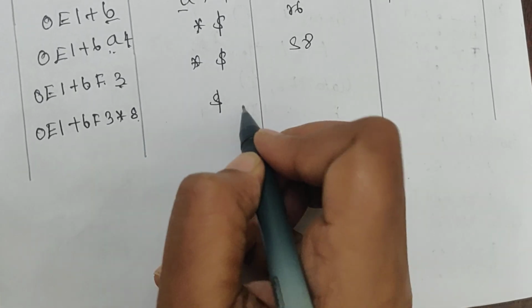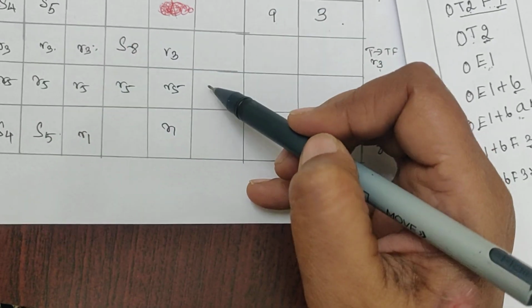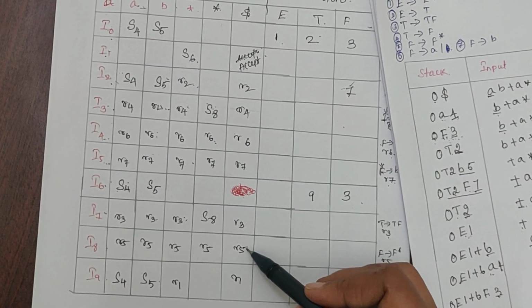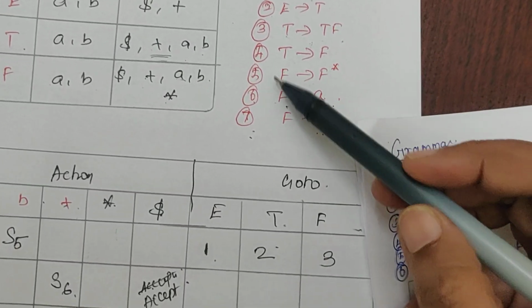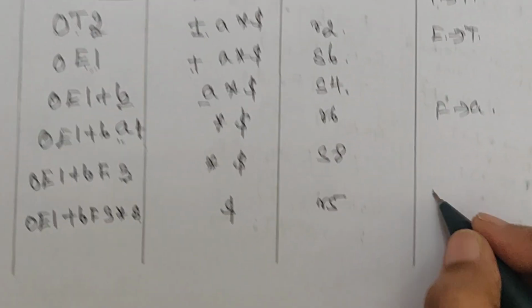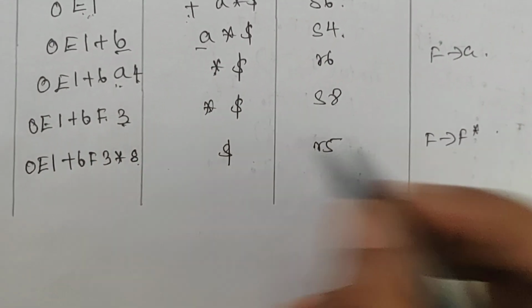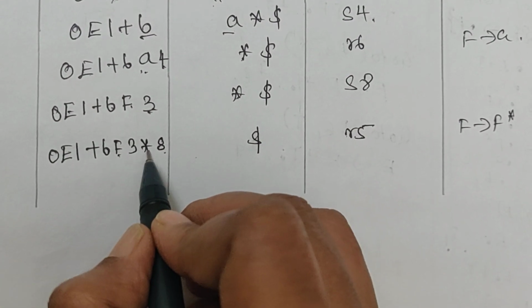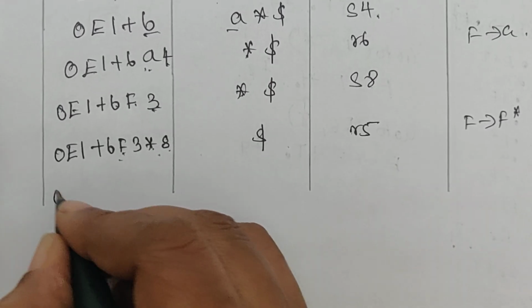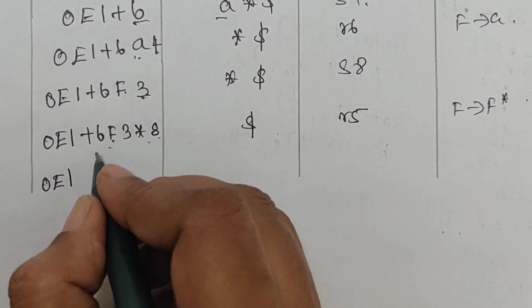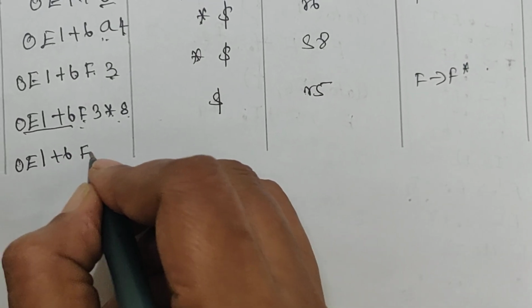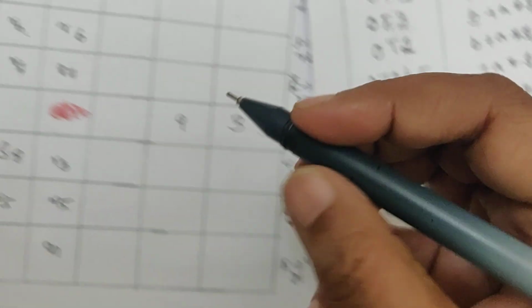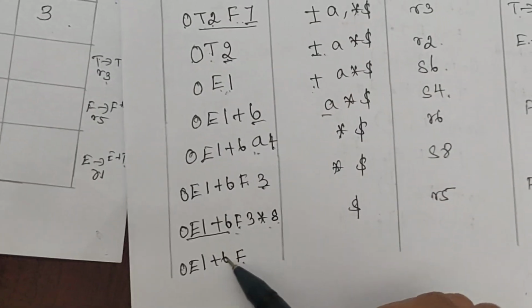Now we have to check 8 on dollar. 8 on dollar is R5. So R5. R5 is nothing but fifth reduction, F tends to F star. I have F and star, so this will get reduced to F. So 0, 1 E, left hand side will get retained, plus 6, F star will get converted into F.